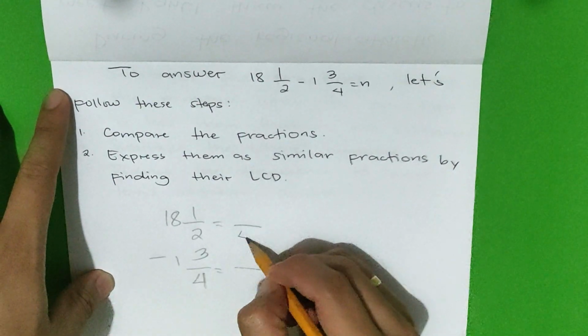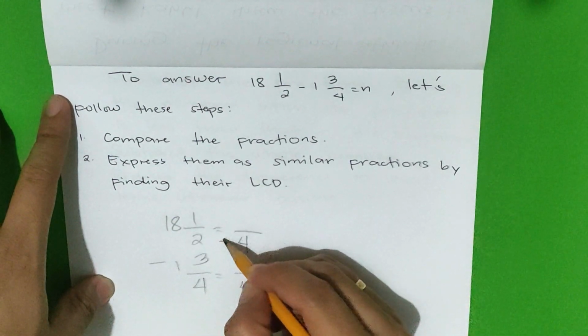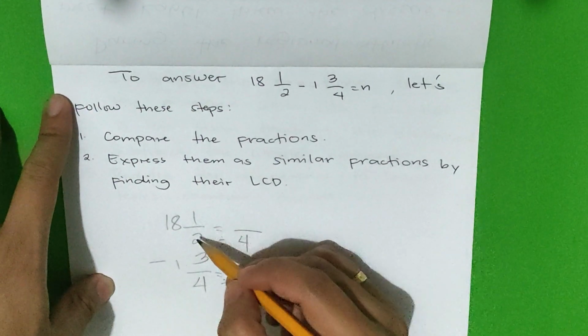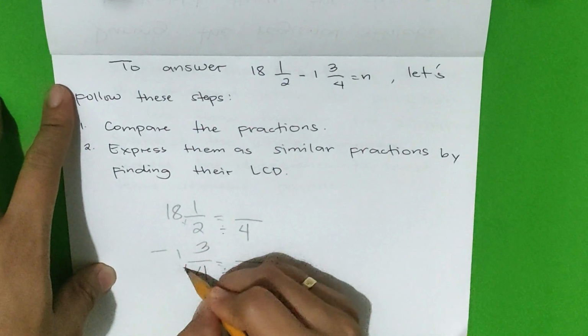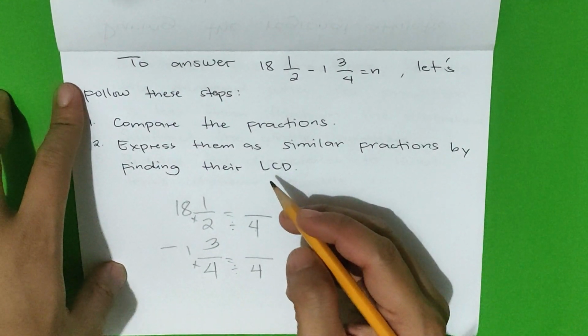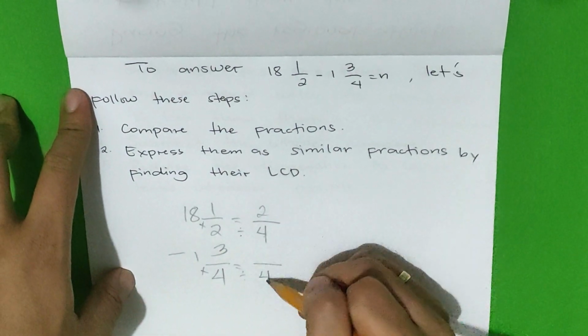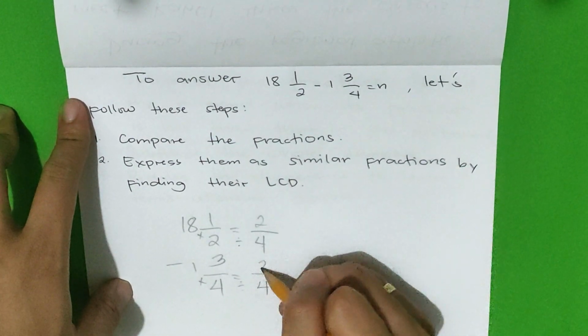Correct, it's number 4. Now, let us divide the denominators by the LCD and multiply the quotient by the numerators. 4 divided by 2 is 2 times 1 is 2. 4 divided by 4 is 1 times 3 is 3.